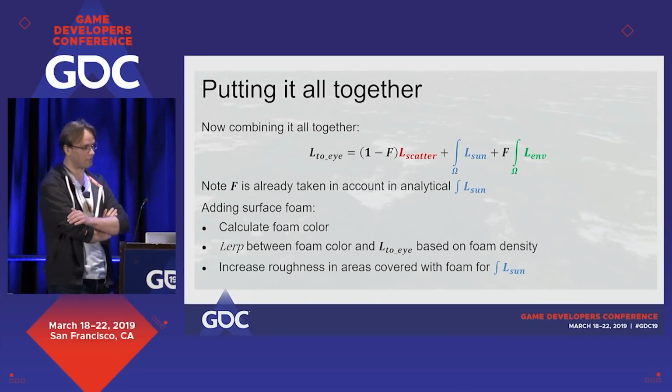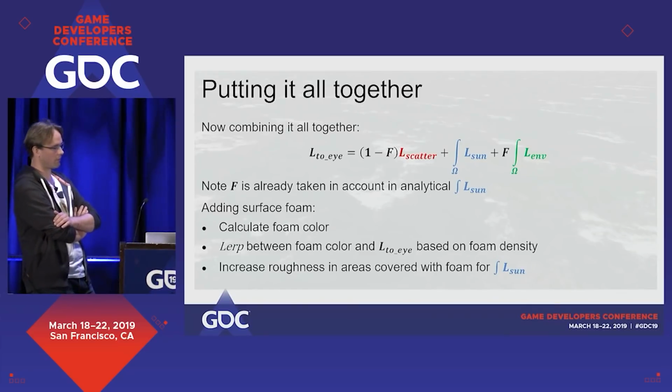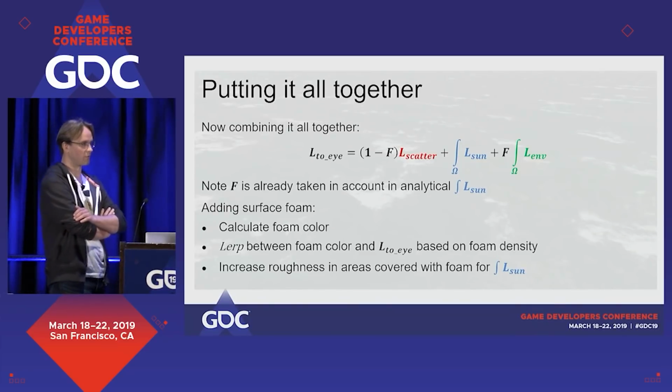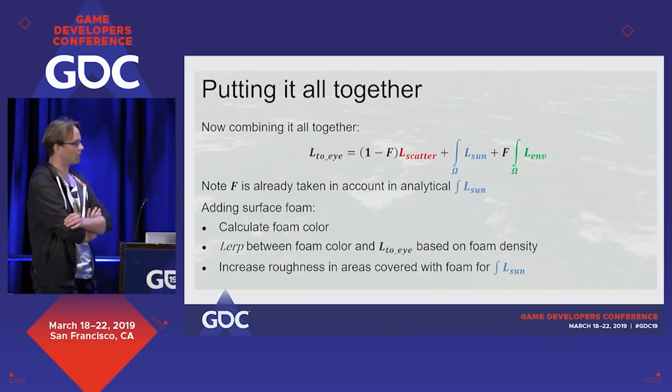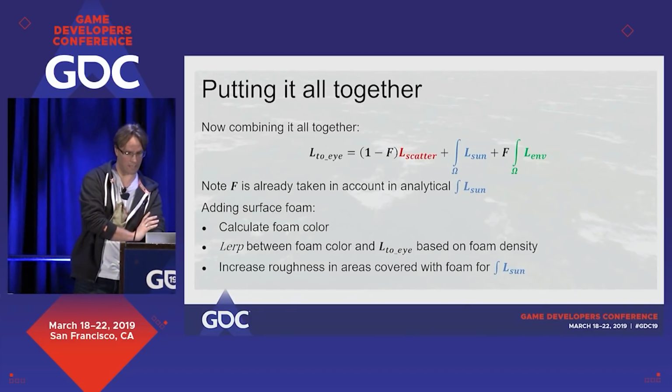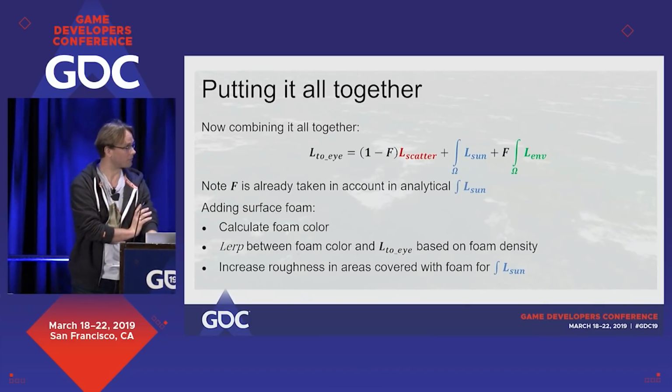One thing we forgot is the foam. So we need to calculate foam color and just blend between the foam color and the ocean surface color in the foamed areas. And of course, we need to increase the roughness just a little for the foamed areas because the foam bubbles are bumpy.